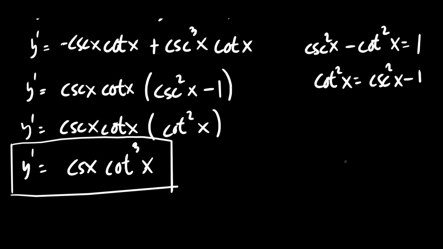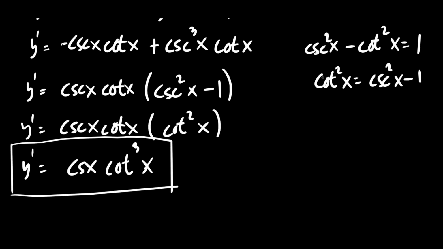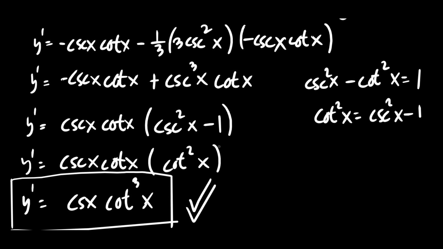So let's check if our answer is correct. Cosecant x cotangent cubed x. So our answer here is correct. Let's proceed to another number.